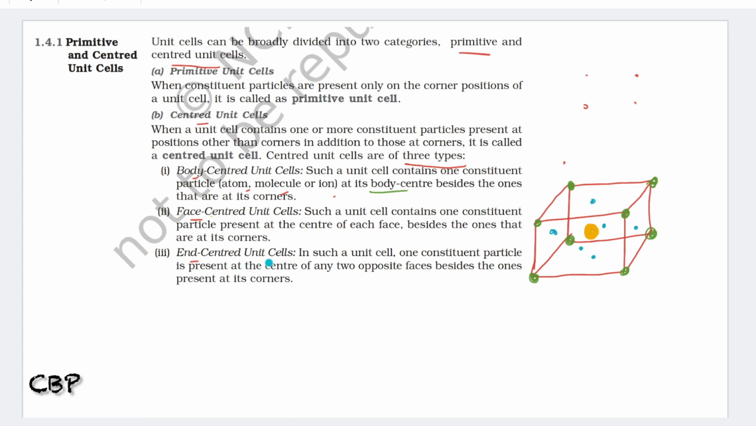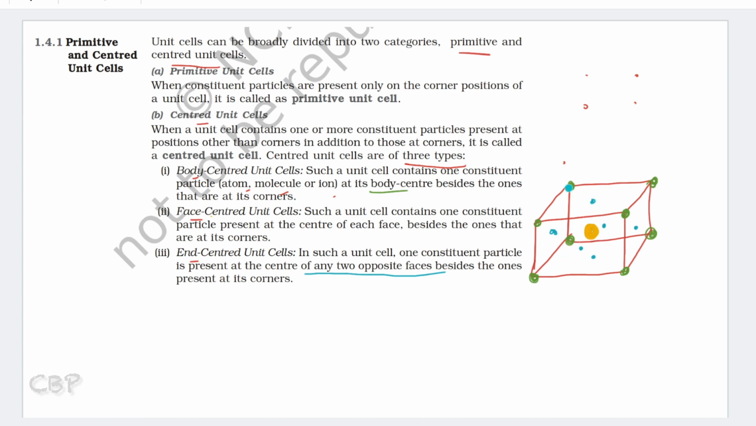Now the end centered unit cell. In such a unit cell one constituent particle is present at the center of any two opposite faces, besides the ones present at its corners. Means they are present along with the corners, and they are present in between, at the center of any two opposite faces. We have to take any two opposite faces like this one and this one. It is present in between these two faces. Okay, not at the body center.